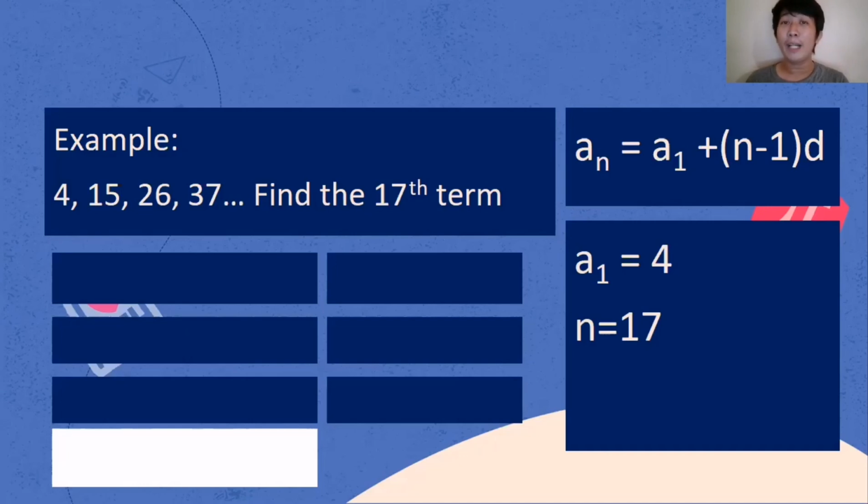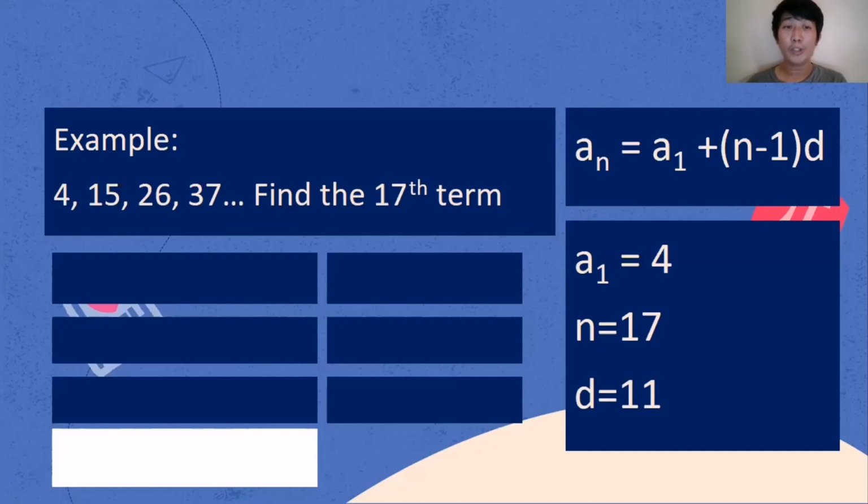What is the common difference? The common difference is the difference between two consecutive terms. So we can start from 37 minus 26. You just need to find two consecutive terms and you can subtract them. 37 minus 26, that is 11. Very good. 26 minus 15, that is 11. 15 minus 4 is 11. That's why it is the common difference.